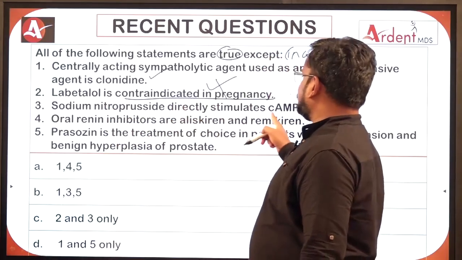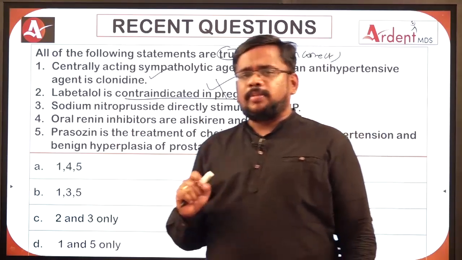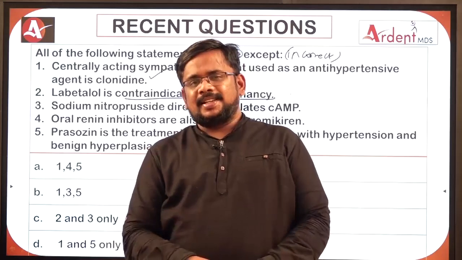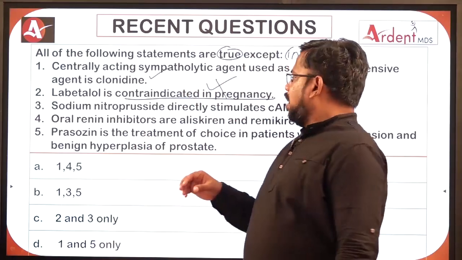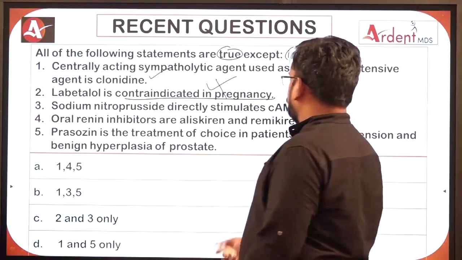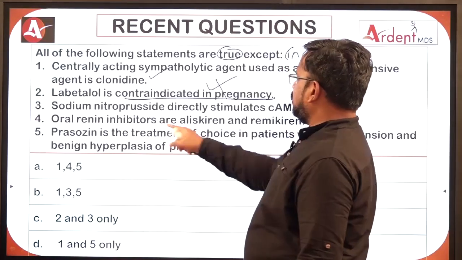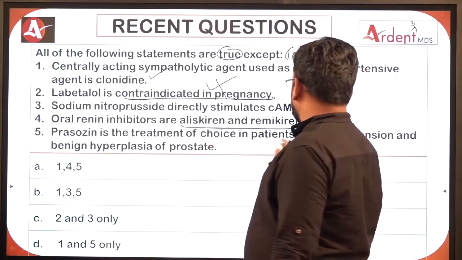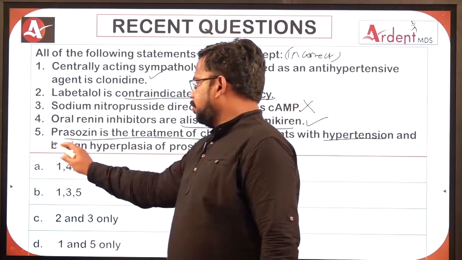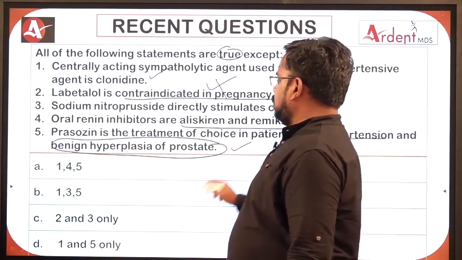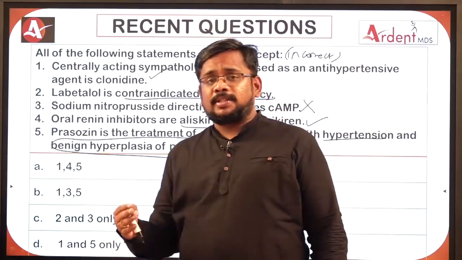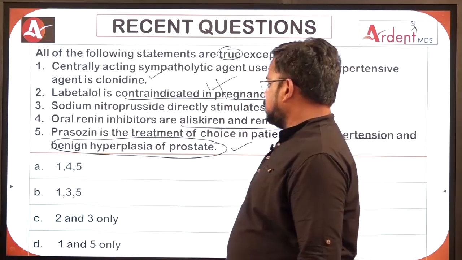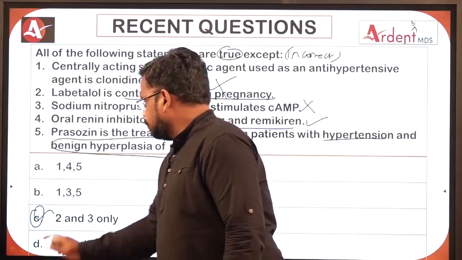Sodium nitroprusside directly stimulates cyclic AMP. No, sodium nitroprusside indirectly stimulates the enzyme called guanylyl cyclase, which is activated by the nitric oxide it releases. So this is a wrong statement. Oral renin inhibitors are aliskiren and remikiren. Yes, it is right. Prazosin is the treatment of choice for a patient with hypertension and benign hyperplasia of the prostate. Yes, it is also right. In a patient who has both hypertension and benign hyperplasia of the prostate, you can give prazosin. So the second and third statements are wrong. So you can go for the third option.